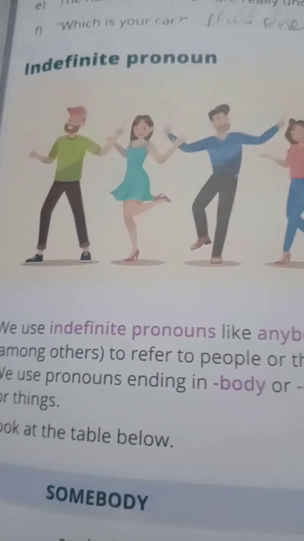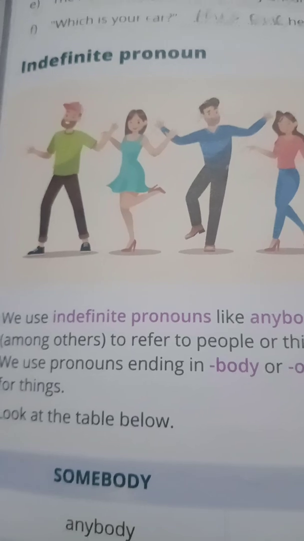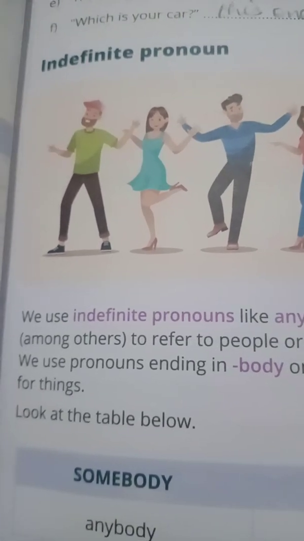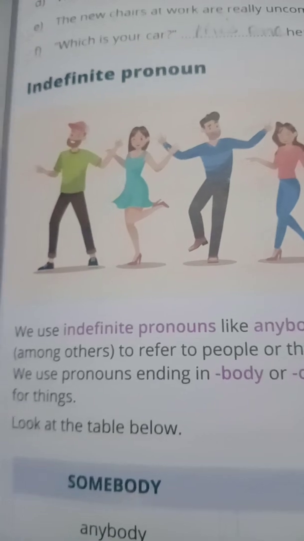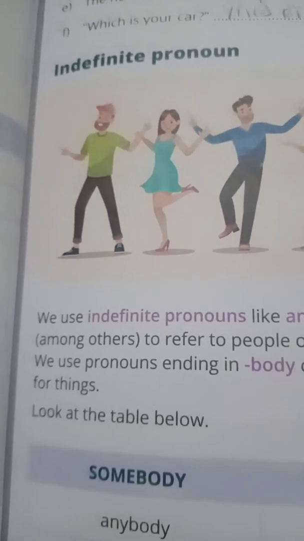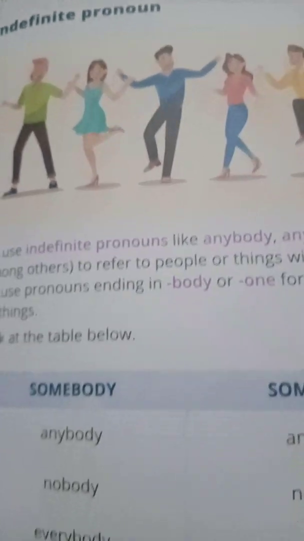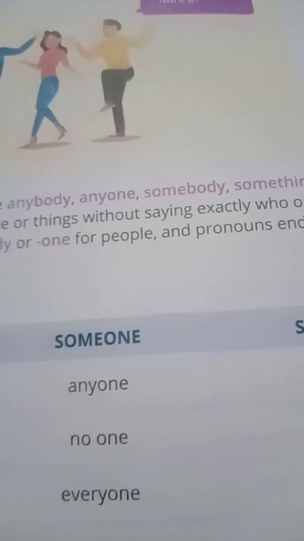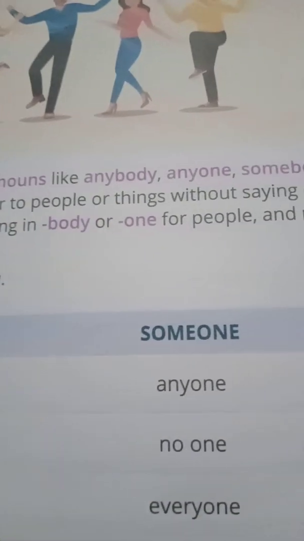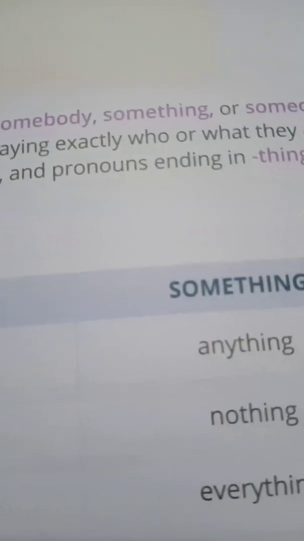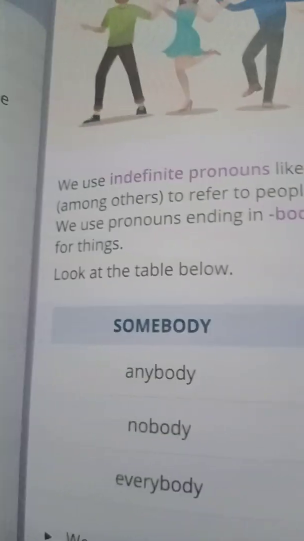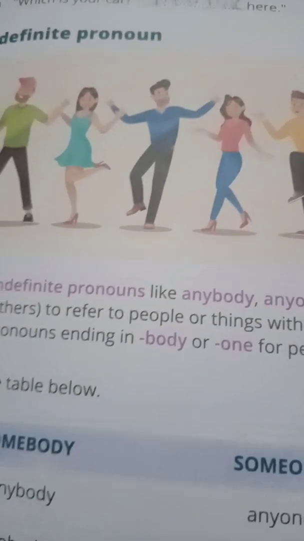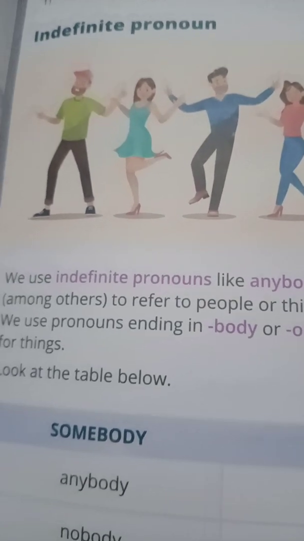The next type of pronoun is indefinite pronoun. So as the name suggests, indefinite. Indefinite pronouns are those which refer to the people or the things without saying exactly who or what they are. Here we do not know exactly who or what the thing or the people are. For example, anybody, anyone, somebody, something or someone. For example, if I say someone is there at the door, I am not sure who is the person standing at the door, so I say someone is at the door.